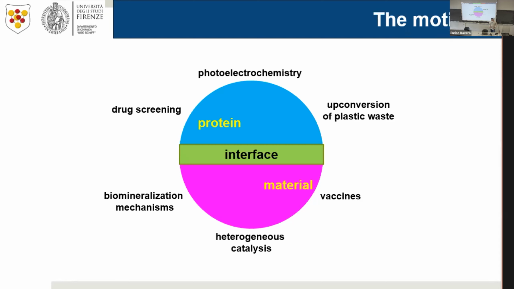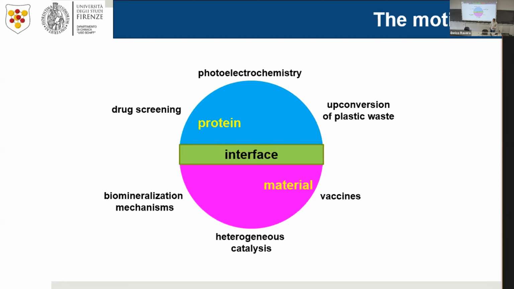I try to give a little bit of motivation to the research that we are doing, but you will see that as for Ulysses, the motivation soon becomes different. So in general, I'm interested in characterizing the interface between proteins and materials, because this pertains to a lot of fields: environmental, photochemistry, formulation of vaccines, catalysis, biomineralization, or whatever you can think of. So there is a lot of chemistry going on at the interface between a protein and a material.